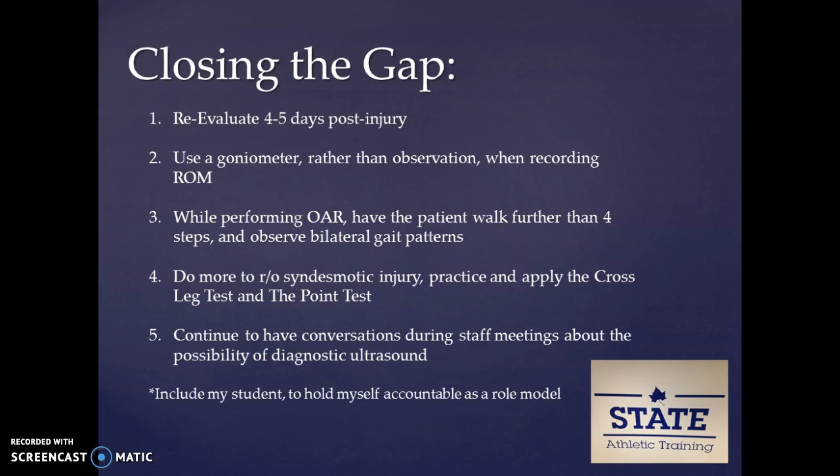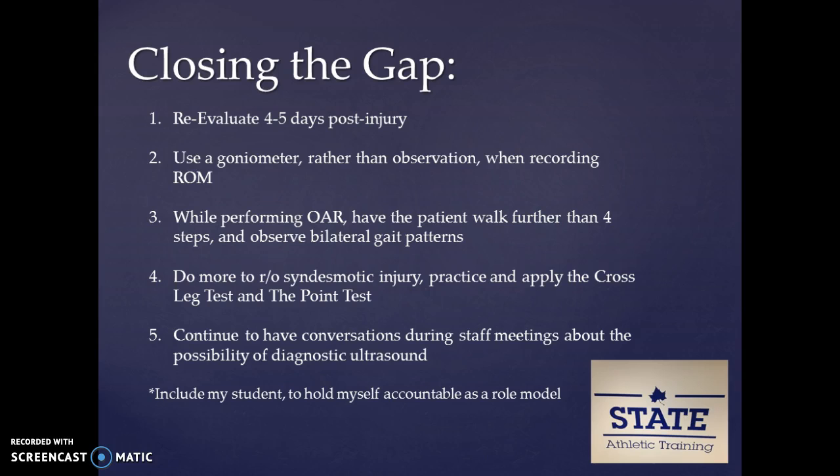So what can I do to close the gap? I think a first initial step is just to always reevaluate 4 to 5 days post-injury, whether it be a grade 1, a grade 2, or grade 3 ankle sprain. This clues me in on a bit more information. Not just progress notes, but complete reevaluation. Secondly, I can use a goniometer rather than just observation when recording range of motion and recording it into Sportswear. An actual objective measurement rather than just visual observation.